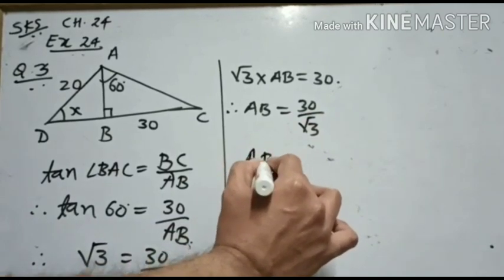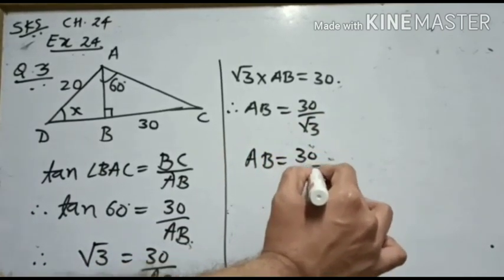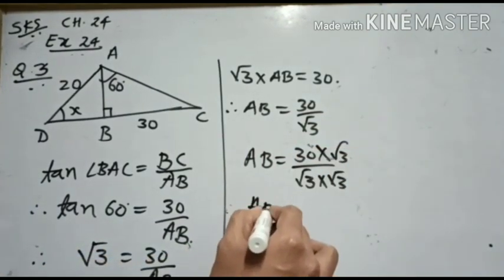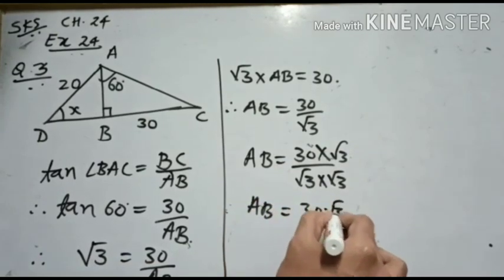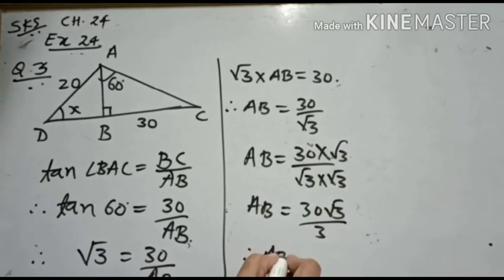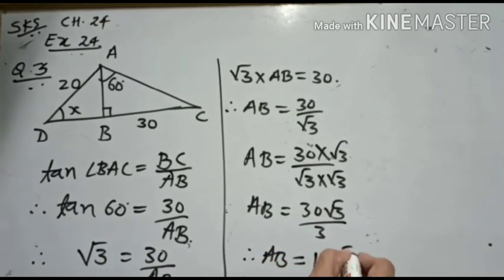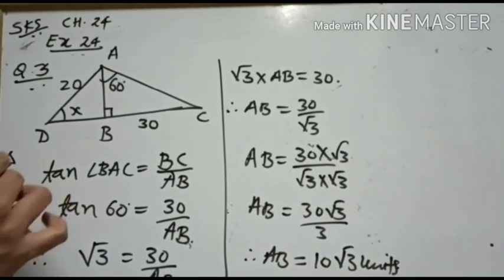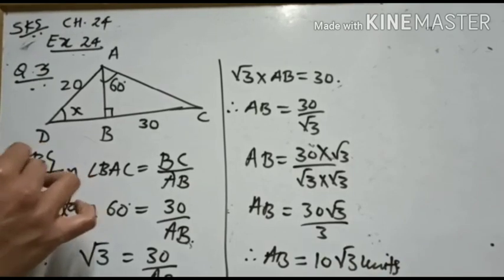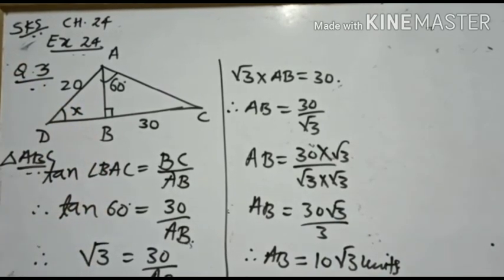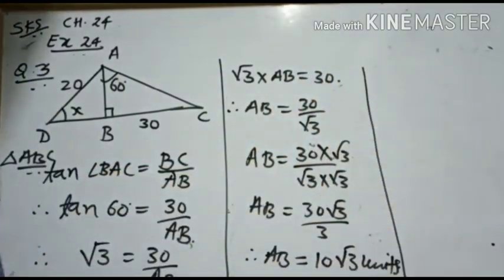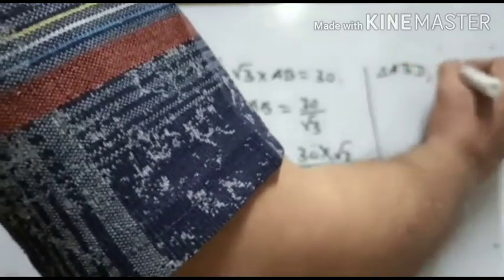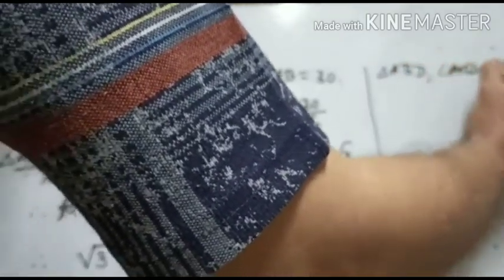Dear friends, I will try to rationalize the denominator. So what happens here, 30 root 3 over 3, therefore AB is equal to 10 root 3 units. Now first I talk about which triangle you have to understand. I will talk about triangle ABC and I want to find out angle D. So now I will move towards angle D, which is a part of triangle ADB. So in triangle ABD, I know angle ABD is equal to 90 degrees.